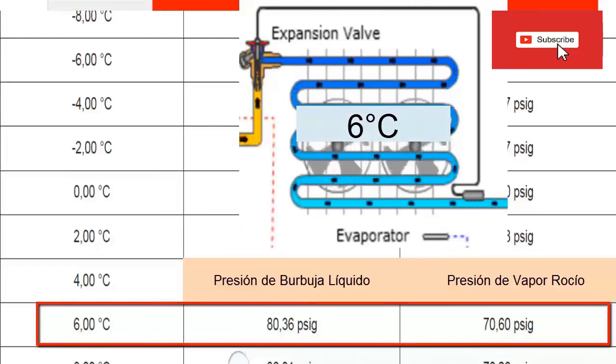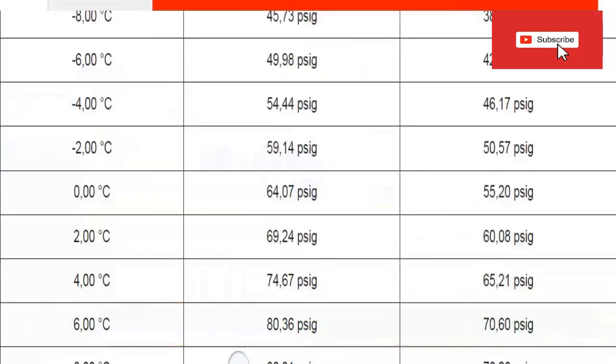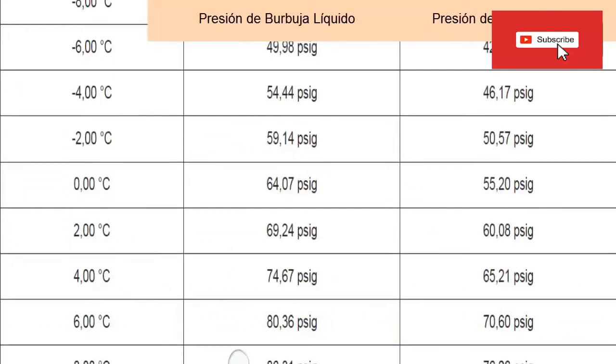For example, taking the average between these values gives a pressure value of 75.48 psig. Although it is not exact, we can say that with an evaporator pressure of 75.48 psig, we would be very close to reaching the temperature of 6 degrees in the middle of the evaporator. And on screen we have other pressure values that are commonly used with the R422d.